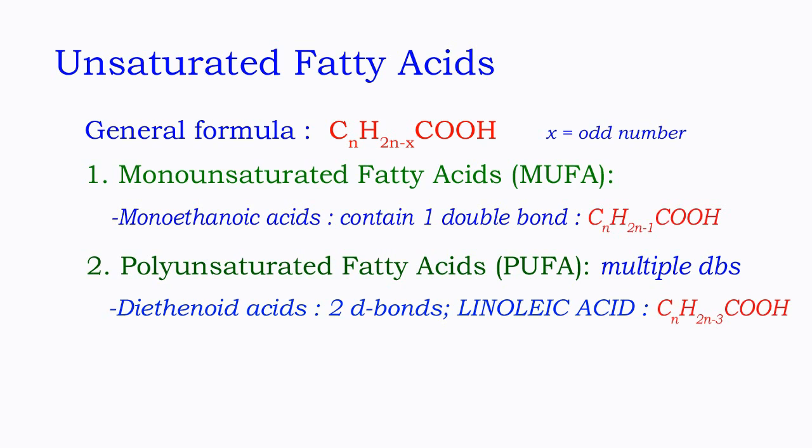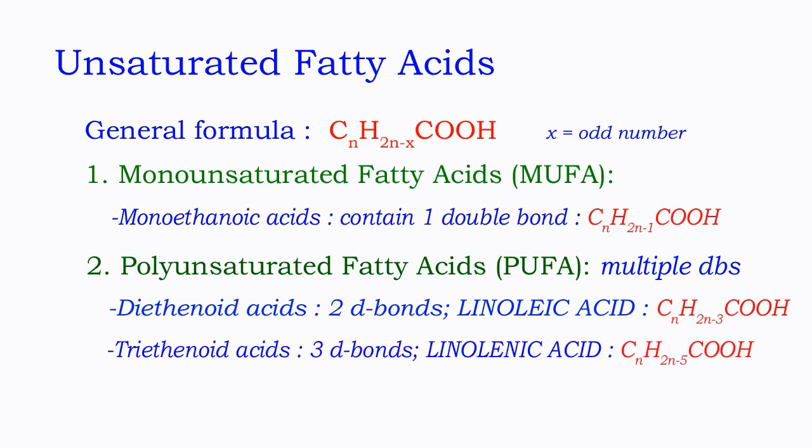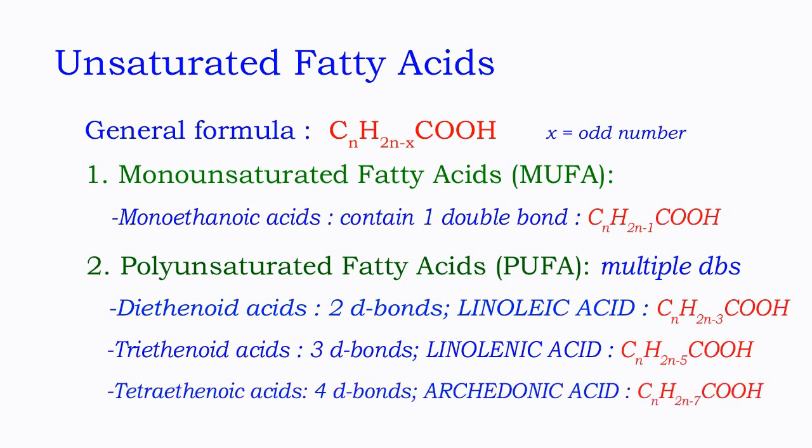They come with the general formula of CnH2n-3 COOH. And the second type, triethanoic acid, contains three double bonds. They are commonly called linolenic acid. They come with the general formula of CnH2n-5 COOH. And the third one, tetraethanoic acid, contains four double bonds. They are commonly called arachidonic acid, and they come with the general formula of CnH2n-7 COOH.